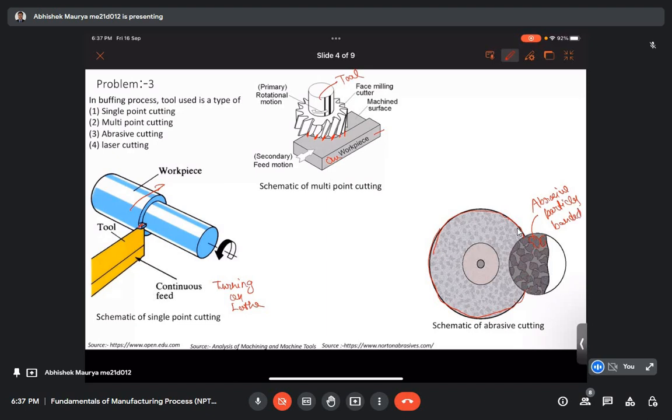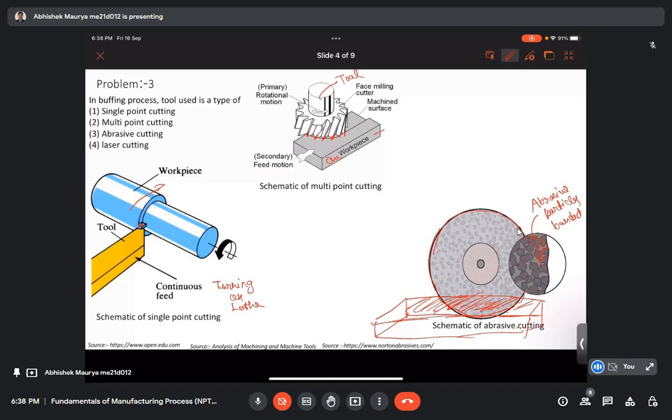So we try to do some machining on, let's say, a workpiece like this, and this space we are trying to machine with the help of this abrasive wheel. So you can say here also we are having multiple cutting edges. Why are we not saying it is multi-point cutting? Why are we giving a separate name to this?